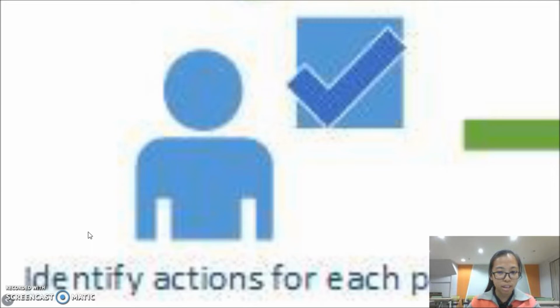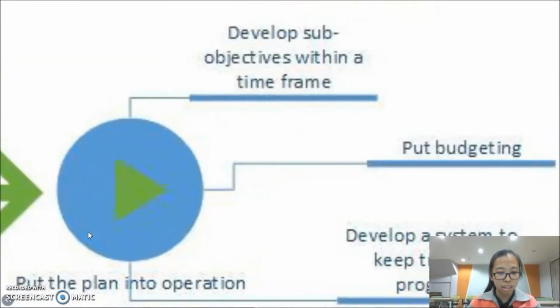To identify the actions for each person, they need expertise in relevant areas, since identifying the actors allows them to create scenarios surrounding specific use cases. Lastly, put the plan into action. They need to develop sub-objectives, budgeting, and keep track of progress.